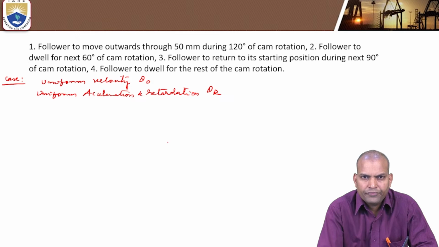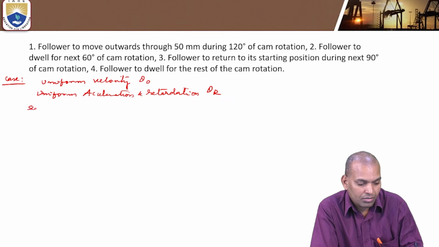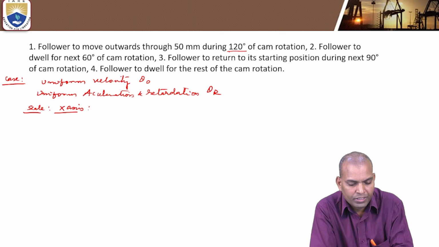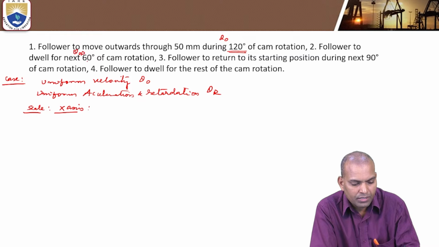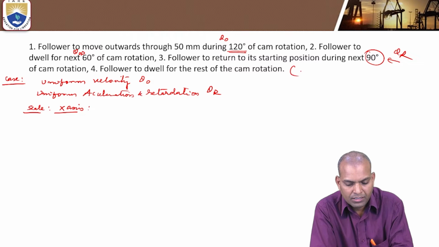So here for drawing the displacement diagram there is x-axis and y-axis. We have to consider a scale for the x-axis. We are going to consider the outstroke is 120 degrees, theta O, this is theta OD, and next 90 degrees, this is return stroke, and the rest of the dwell, that is also theta RD, equal to 90 degrees.